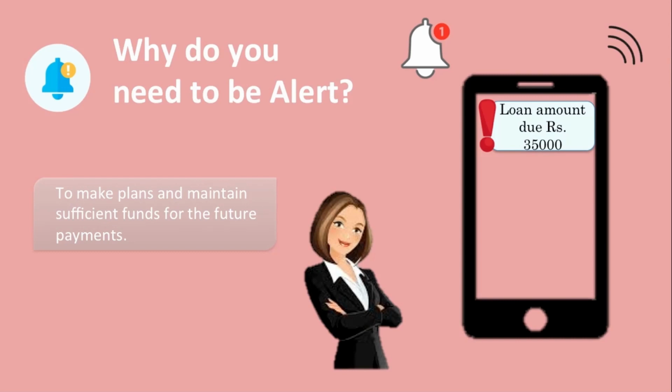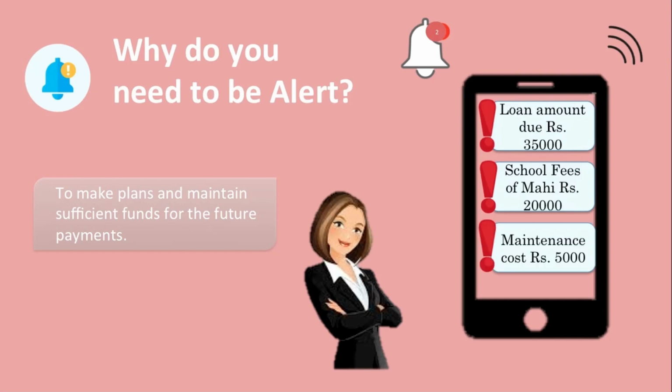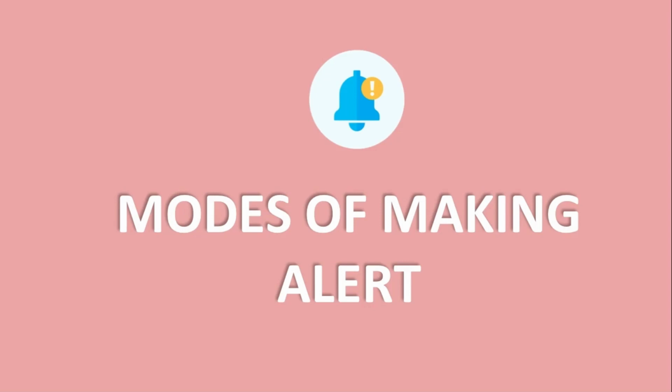Suppose she has a loan amount or a school fee payment. Whatever the number of payments she has to make, her phone is going to notify her beforehand so that she can make her payments on time. It will also notify about her current financial situation and help her to make plans on financial matters, which can be in terms of purchase or savings. Let's move on to modes of making alert.